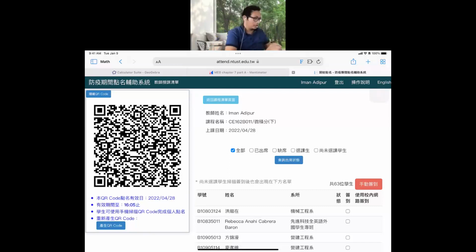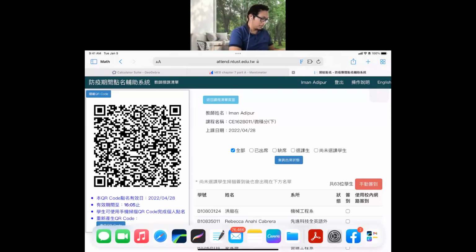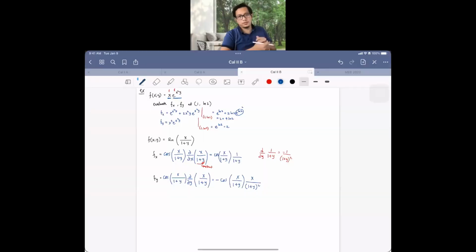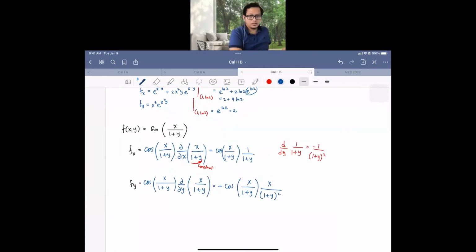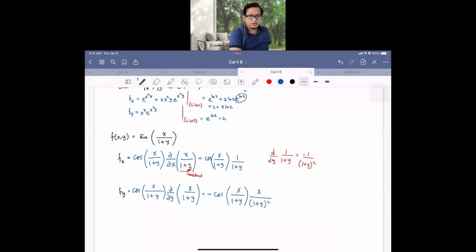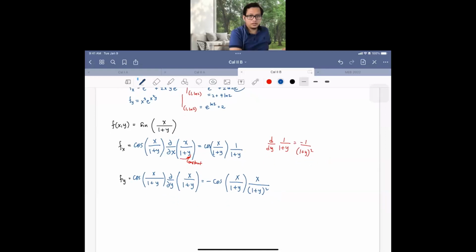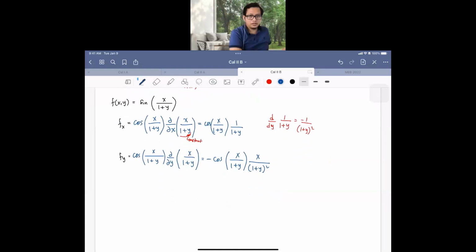Okay, we can start now for the notes. So today I will continue on chapter 14, and hopefully the screen can be clearly seen. I think it's a little bit delayed from my writing, maybe 0.5 seconds delay, but I think it'll be okay.